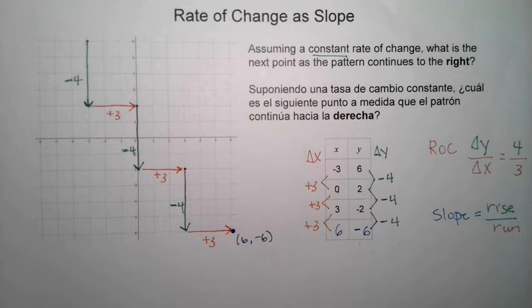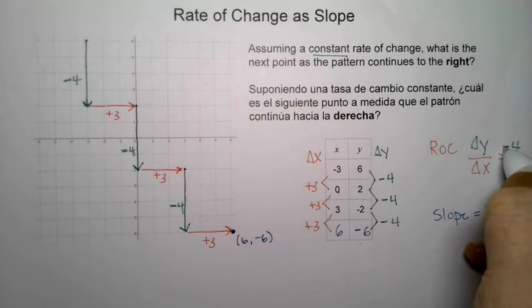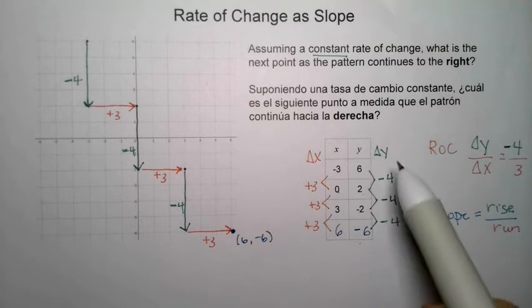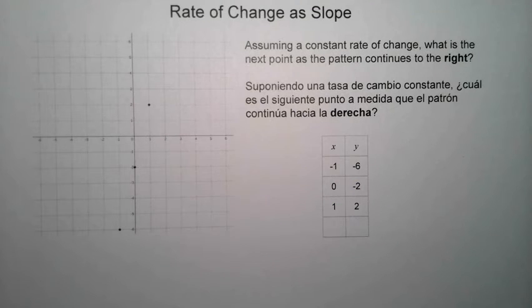And I have a mistake over here. That should be -4 because we are decreasing by 4. Now it's your turn.